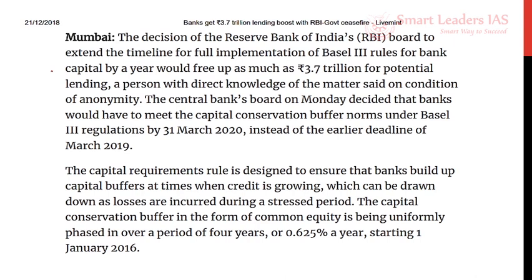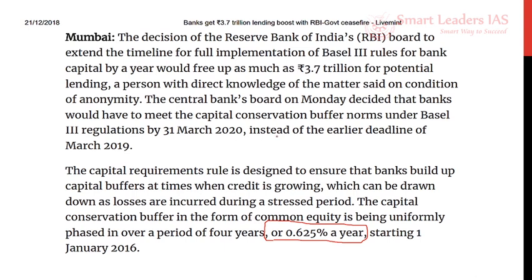So it will end in March 31, 2019. So every year 0.625. So every year it was 0.625%. 2016, 65, 17, 65, 18, 65, and 19, 65.